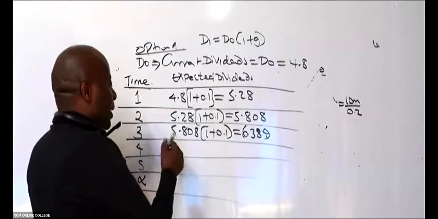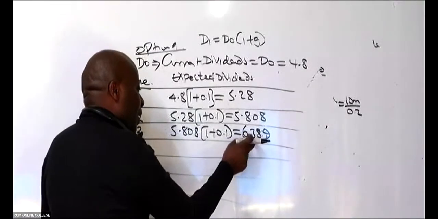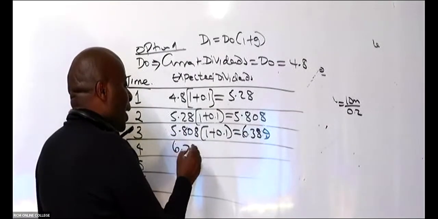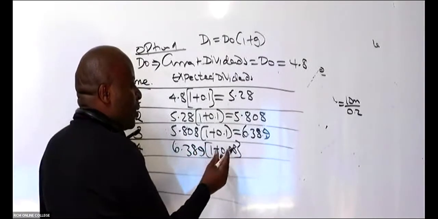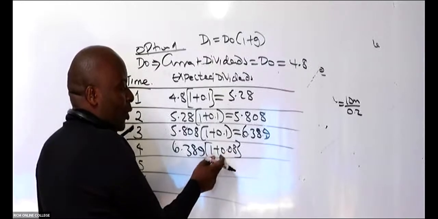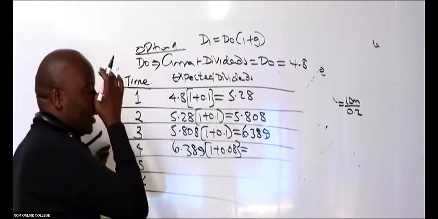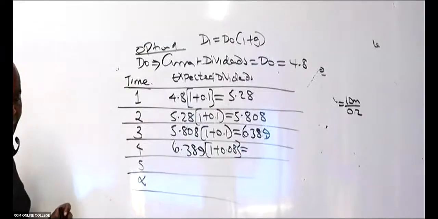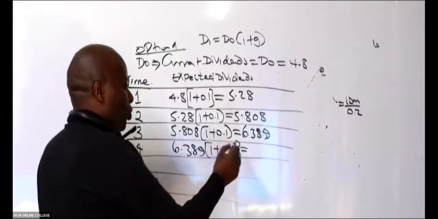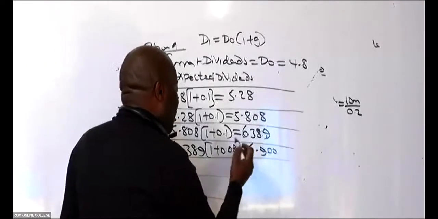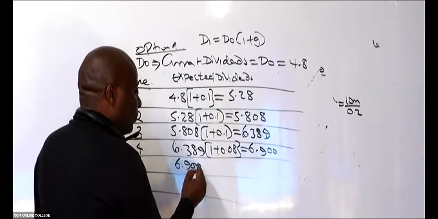So then we come here to year number 4. We are continuing with this dividend here. So it will be 6.389 times 1 plus 0.08, because now the new rate is 8%. Can you be kind enough to give me this answer? 6.900. Thank you so much. So this 6.900 is what I bring here.